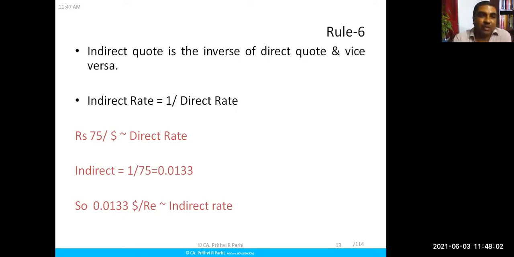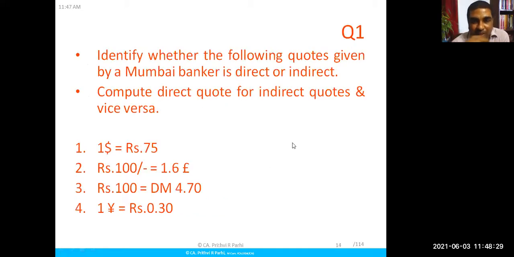Example, you can see rupees 75 per dollar is a direct quote. But what is indirect? 1 by 75. It comes to 0.0133. Okay, you can write it like this: 0.0133 dollar by rupee, or dollar by rupee is equal to 0.0133. Like that you can write, that is indirect quote. Indirect quote is the inverse of direct quote.